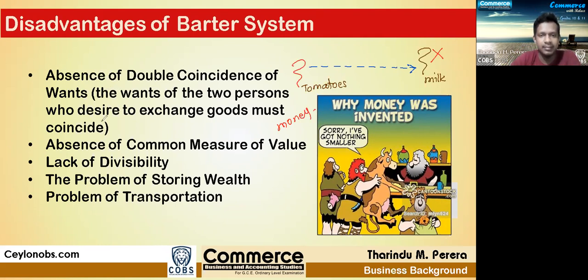Double coincidence means the wants of two persons should tally, should meet their needs and wants. So absence of that may become a drawback of the barter system. The wants of the two persons who decide to exchange goods must coincide. That's what I said here.